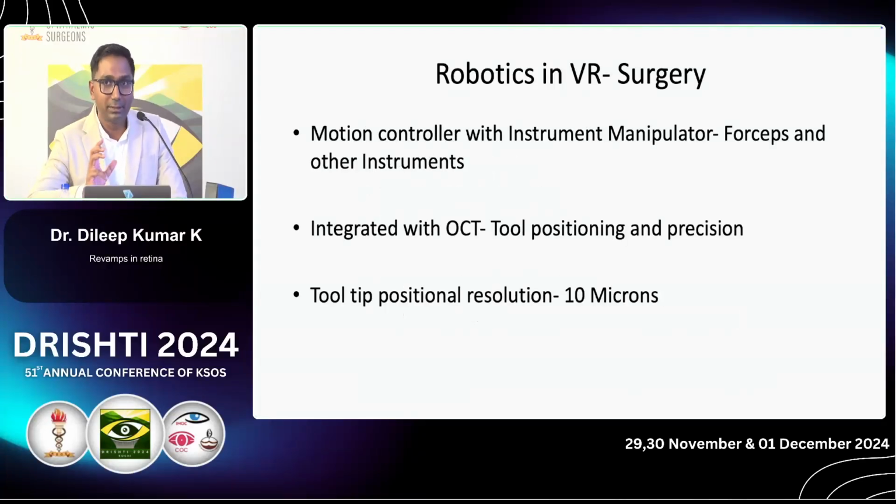A robotic device consists of a motion controller with an instrument manipulator, wherein you can load the forceps or a needle or any other desirable instrument you need to work with, and it is integrated with OCT so that you know the positioning of the tool and its precision. The resolution of the precision is up to 10 microns.